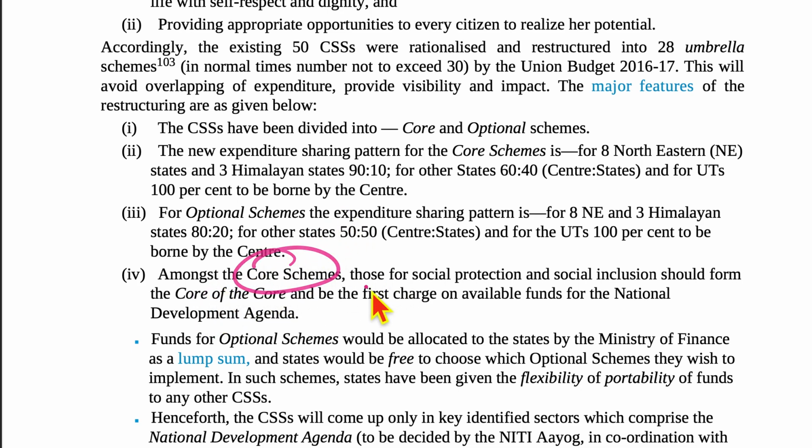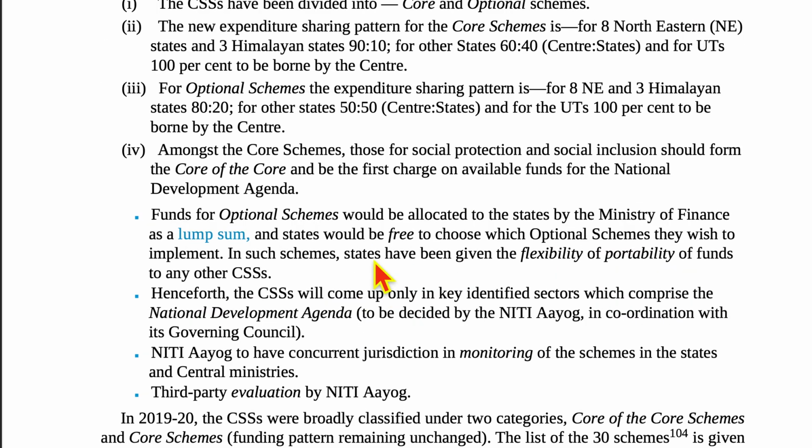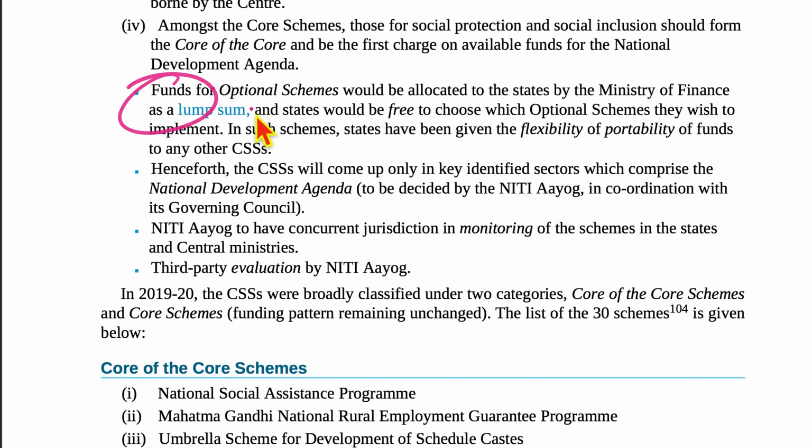Amongst the core schemes, those for special protection and special inclusion should form the core of core and be the first charge on available funds of the National Development Agenda. Funds for optional schemes would be allocated to the states by the Ministry of Finance as a lump sum, and the states would be free to choose which optional scheme they wish to implement. In such schemes, states will be given flexibility of portability of funds to any other CSS.